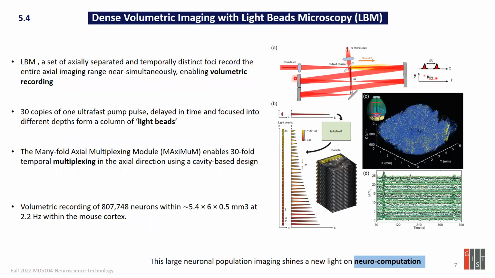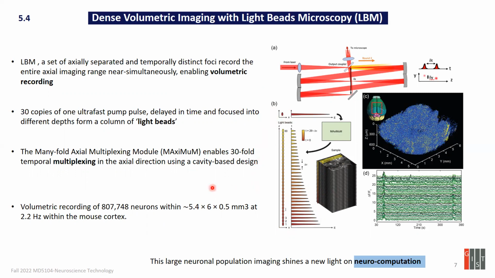The next method is dense volumetric imaging with light beads microscopy, or LBM. Here an ultrafast pulse is copied 30 times, each time with different energy, and each time with a delay from the other copy. It will penetrate into deep areas depending on the energy, and multiplexing them, each column will form a bead, right?